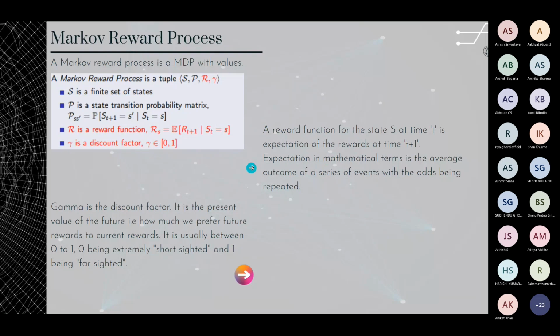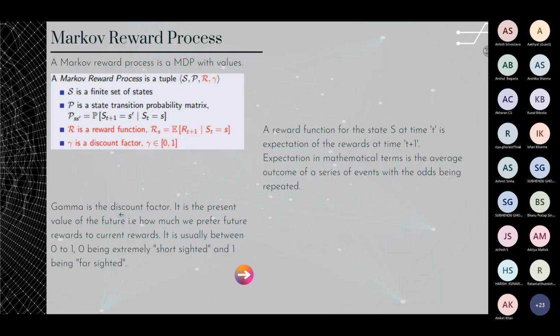Since you have been hearing this a lot, what is an expectation? An expectation function is like taking an average of a series of events, but here you also consider the probability of those events being repeated. It is a mathematical term where the average of the outcome of a series is taken into consideration with the odds of them being repeated. So we have the reward function, and finally the gamma, or the discount factor, which we saw earlier.